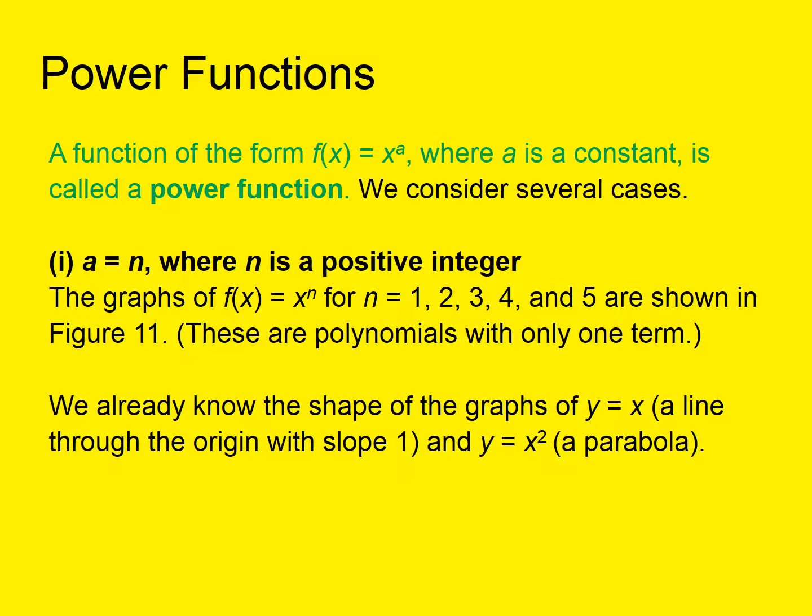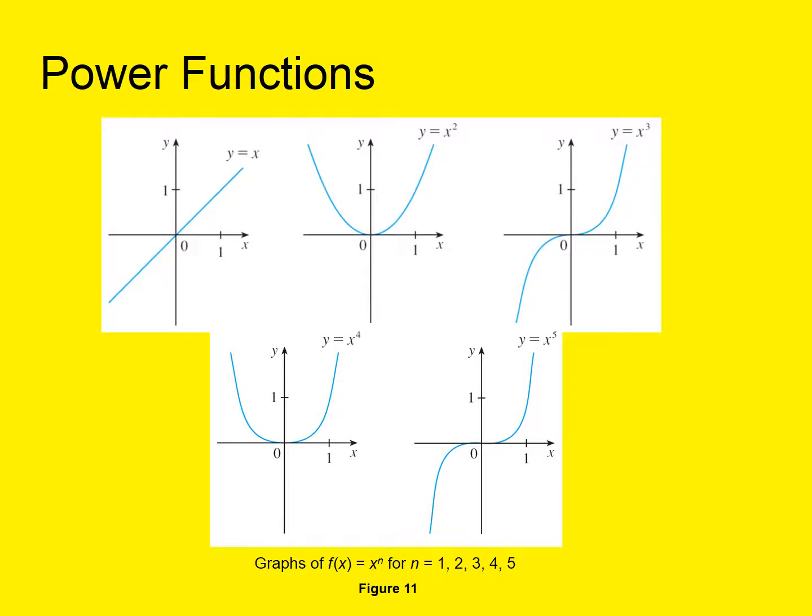We already know the line y equals x. So a is 1 in that case. A line through the origin with slope 1. And y equals x squared, a parabola. We know that one well. Here they are, and y equals x cubed. I'm sure you know that one as well, the cubic parent function. X to the fourth, and x to the fifth.